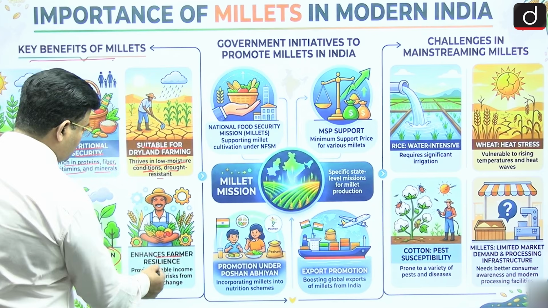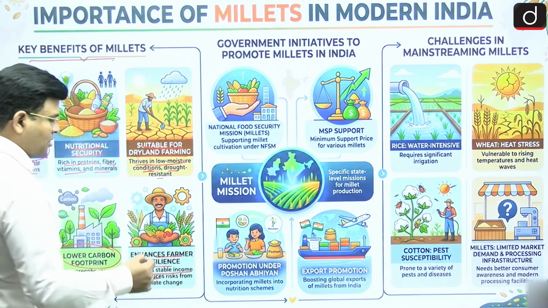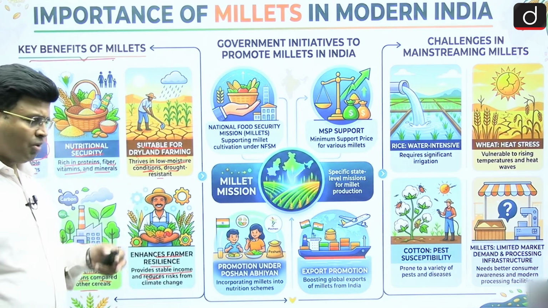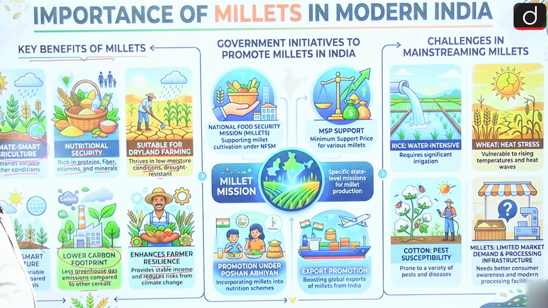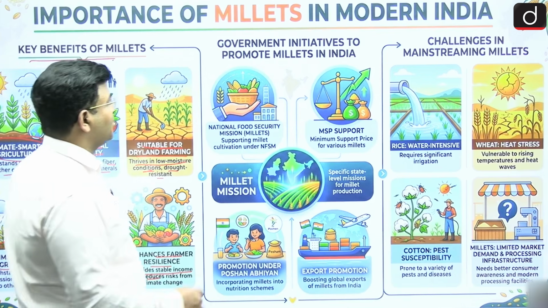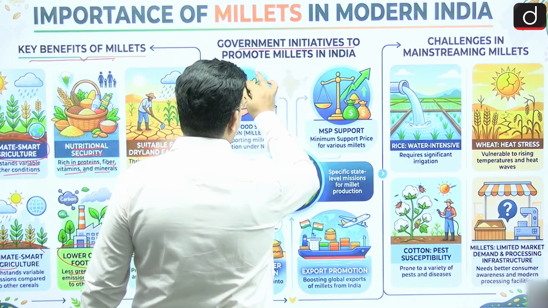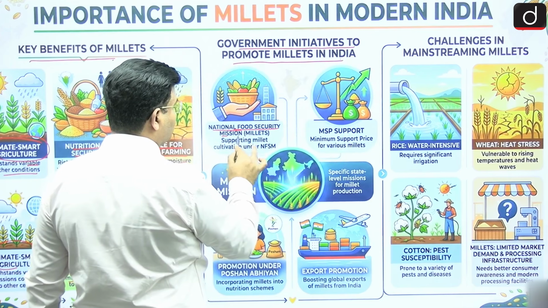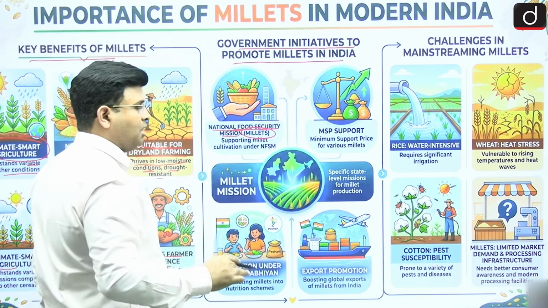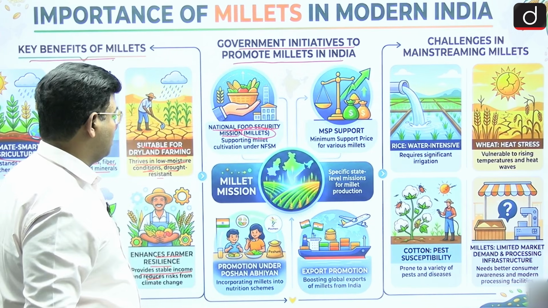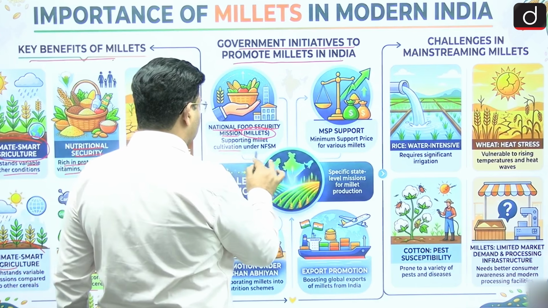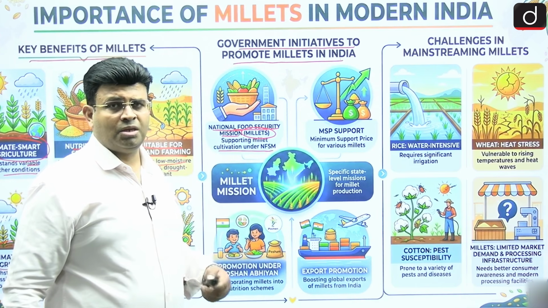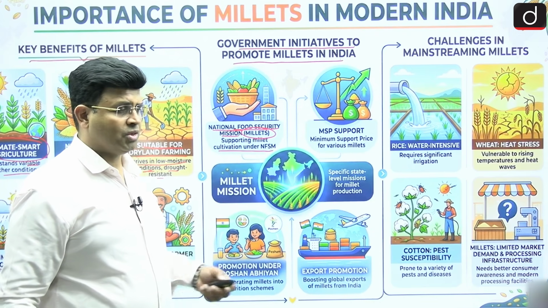Enhance farmer resilience, yes, farmers get stable income, because whatever the change in the climate, even then we can grow millet, whatever the condition is, and the farmer is happy because of that. And government initiatives to promote millets in India. Yes, India has started the National Food Security Mission for millets, supporting millet cultivation. Slowly and slowly the government of India is trying to improve the cultivation of these millet crops.